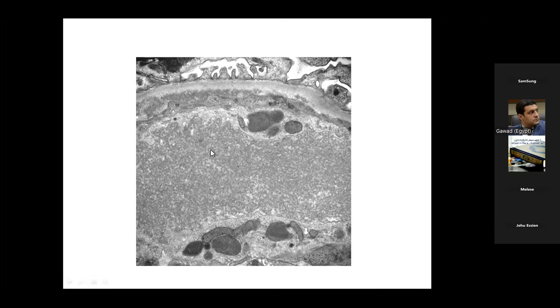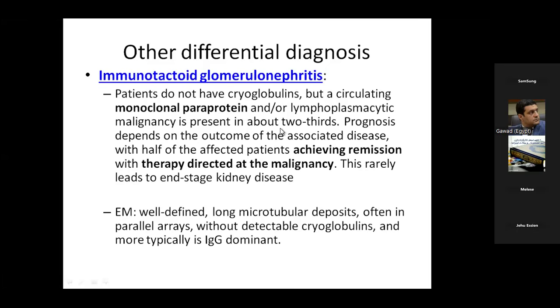Under electron microscope with a higher magnification, they are thicker than the fibrillary GN and the amyloid deposits. We can describe them as being fibrils or tubular with microtubular substructure, as we described under electron microscope. These patients do not have cryoglobulins in their serum, but they have a circulating monoclonal paraprotein as well, or lymphoplasmacytic malignancy.